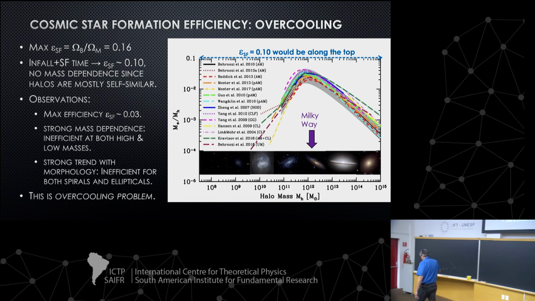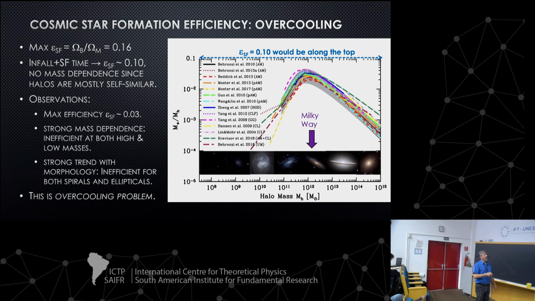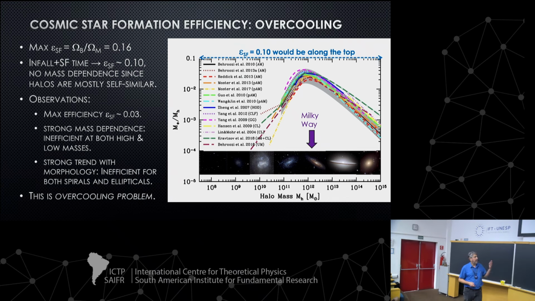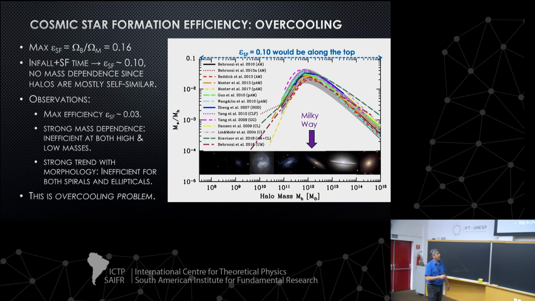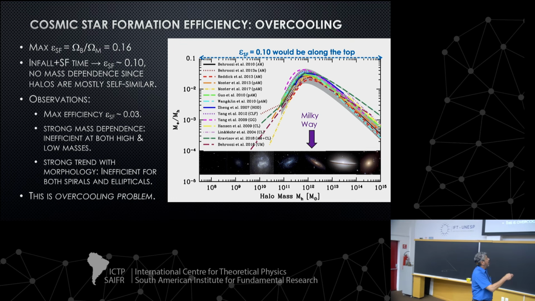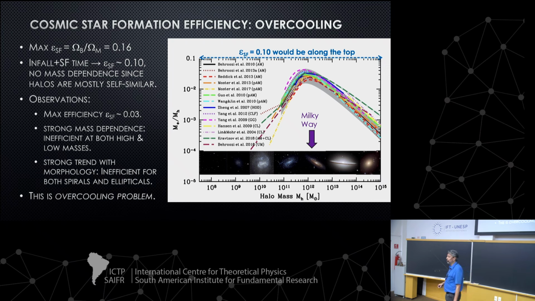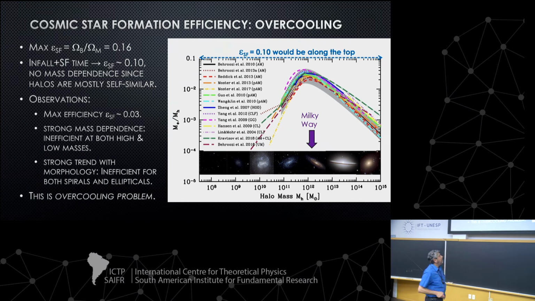And so going a little more into the first problem, the overcooling problem, a good way to depict this is one of the most important plots in global galaxy formation theory, the plot of what's called the cosmic star formation efficiency, or the conversion efficiency. It is a plot of the stellar to halo mass ratio. So you take a galaxy halo and ask what's the mass of stars in that halo divided by the total mass of the halo, including everything? And you plot that versus halo mass.